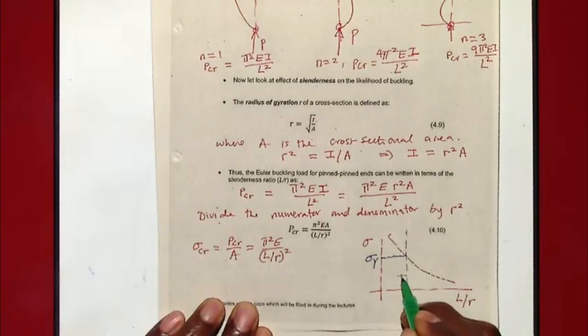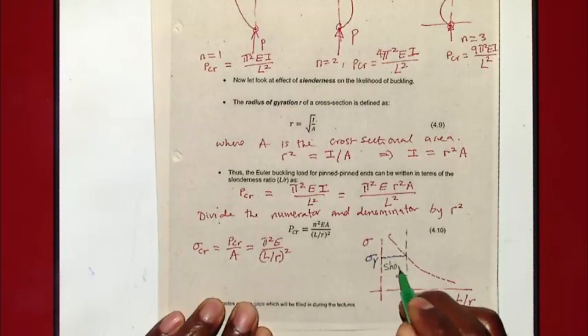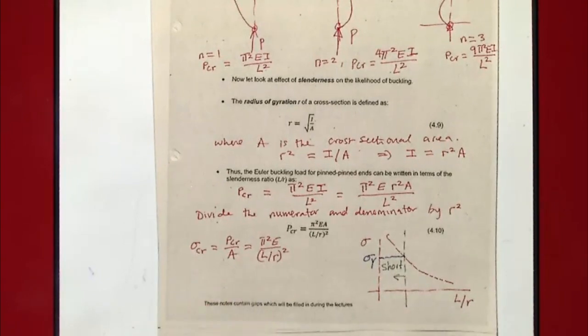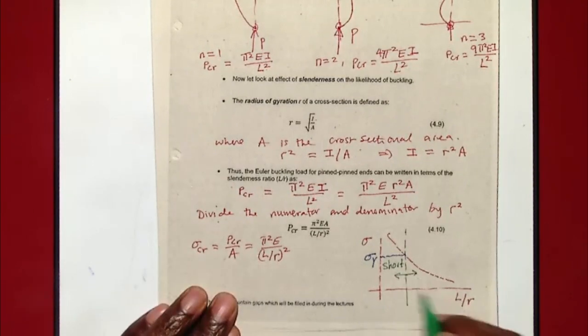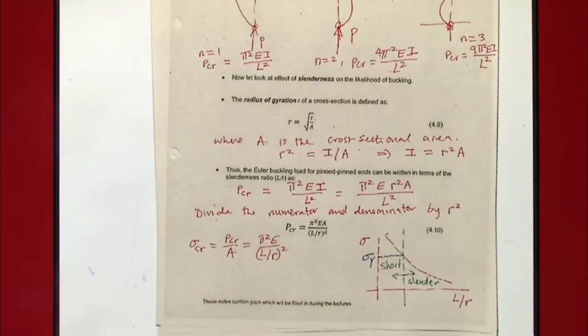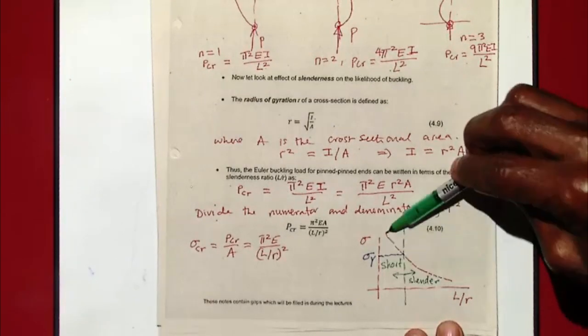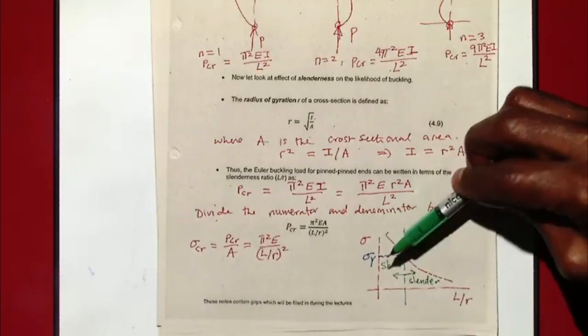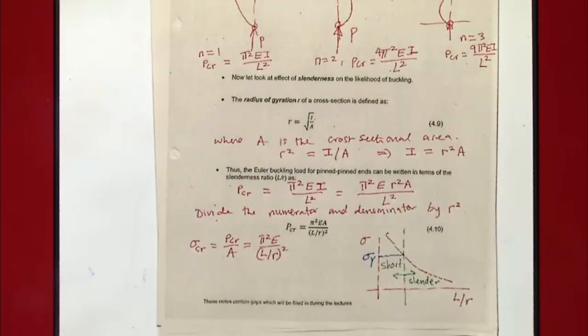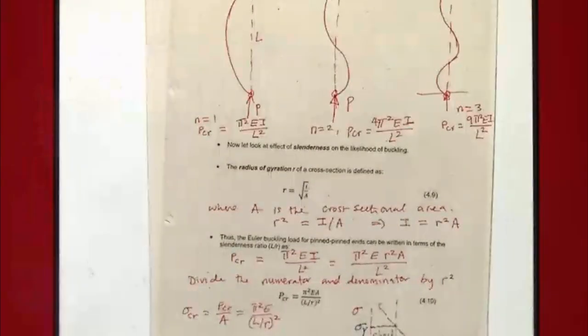So if we are on this side, we will say we have a short beam. Therefore, it will yield first before it buckles. If we are on this side, we will say we have a slender beam, which will buckle first before it yields, because the load required to actually buckle it is less than the yield stress. If you are here, the load you require to actually buckle it is much more than the yield stress, so it will yield first. And that's how we define that there. Okay, so I think we're doing well. So I'm going to move on to the next one.